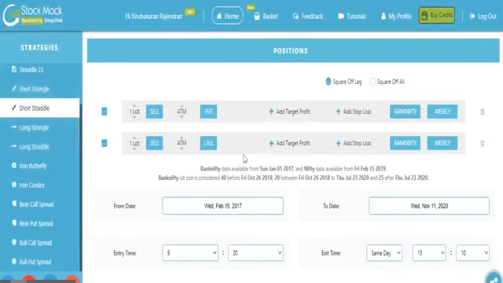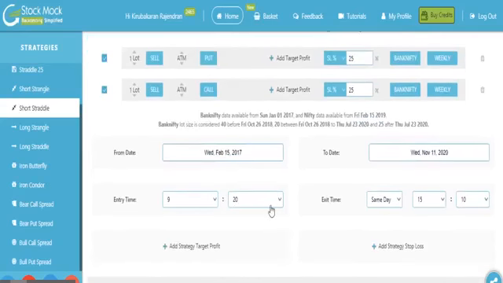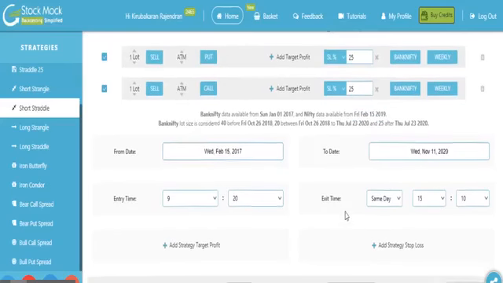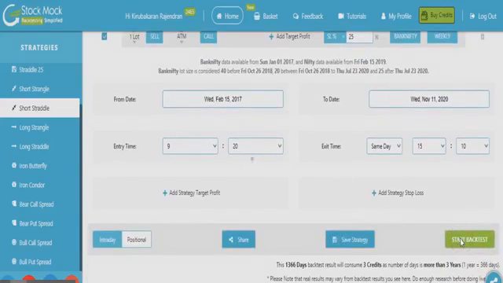I just selected short straddle, where ATM option is selected and Bank Nifty is selected along with the weekly expiry. And I can add the stop loss percentage here. So I'm adding a 25% stop loss to each leg, both the call option and the put option. The from date is 2017 till date. I've given the entry time as 9:20 and the exit time is the same day at 3:10 p.m. And I just have to run the backtest.